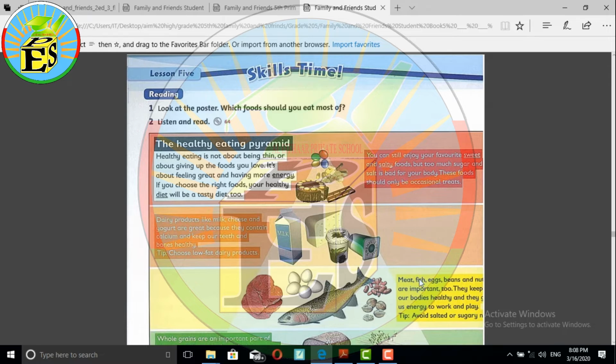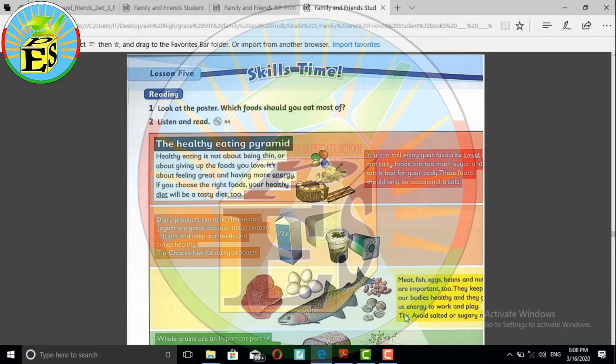Meat, fish, eggs, beans, and nuts are important too. They keep our bodies healthy and they give us energy to work and play.